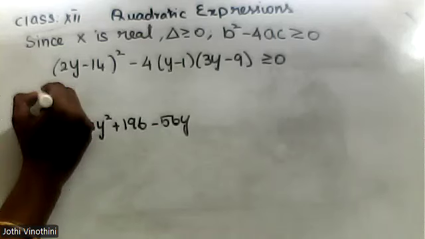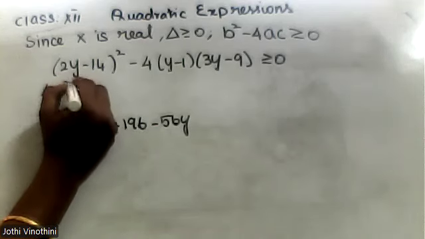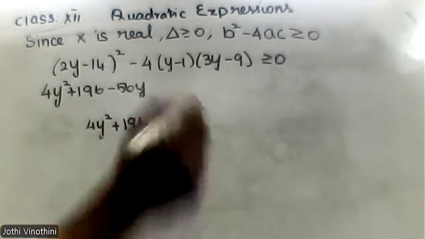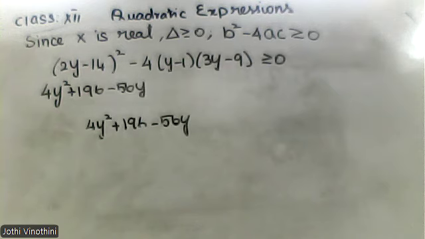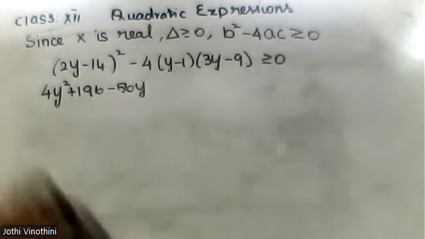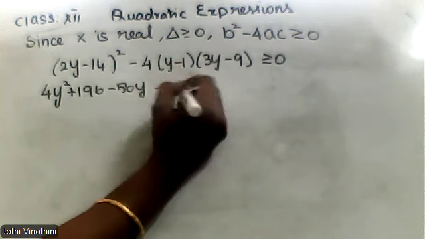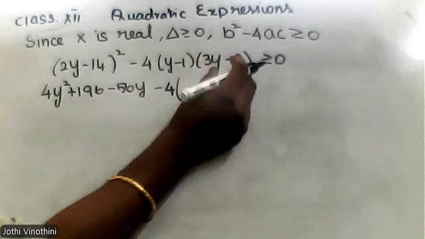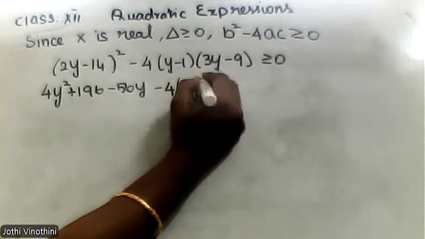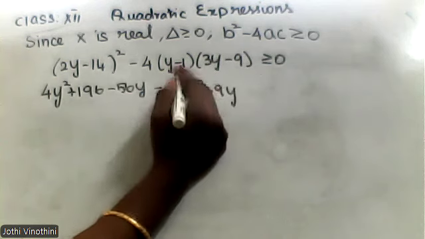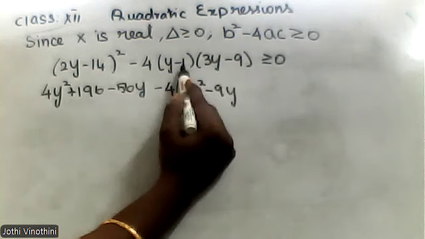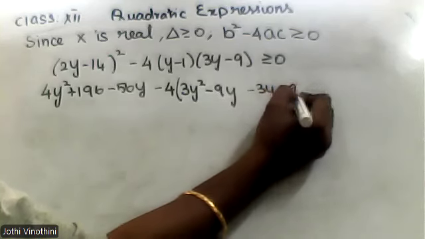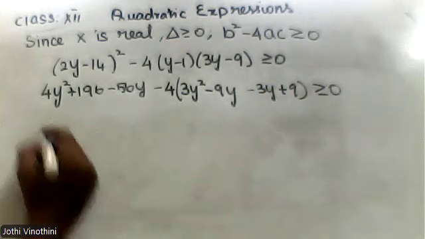What are we going to substitute? 4y squared plus 196 minus 56y. Clear? Clear. So I'm just going to keep this 4y as it is and we are going to multiply these two terms. First I am going to multiply these two with y, so it will become 3y squared minus 9y. Now I am going to multiply these two terms by minus 1, so it will become minus 3y plus 9 greater than or equal to 0.